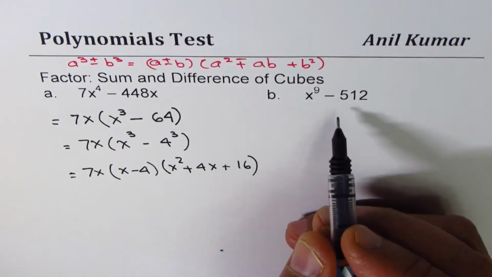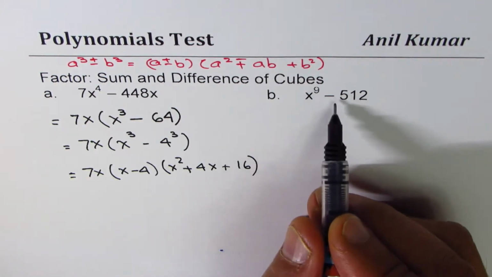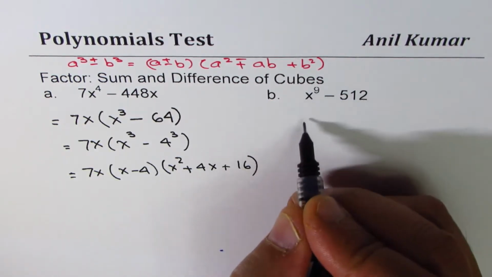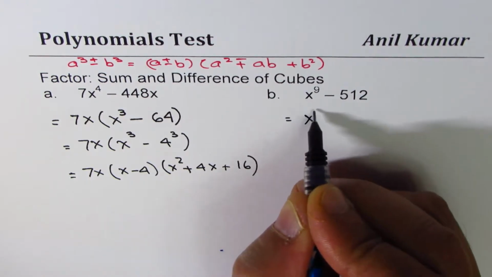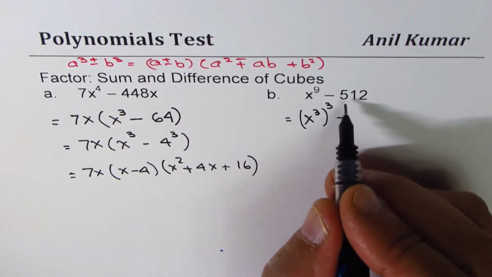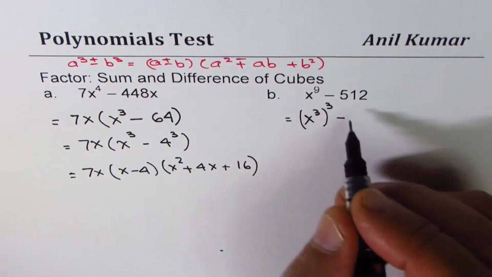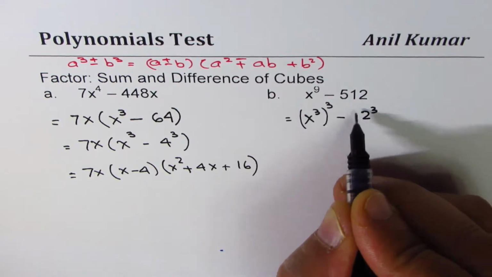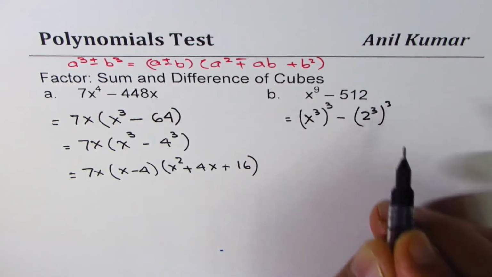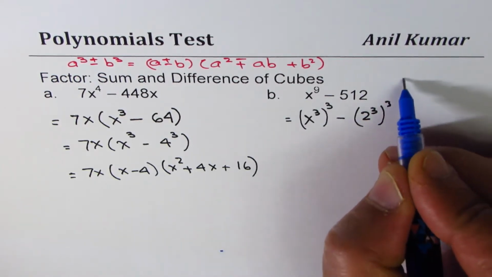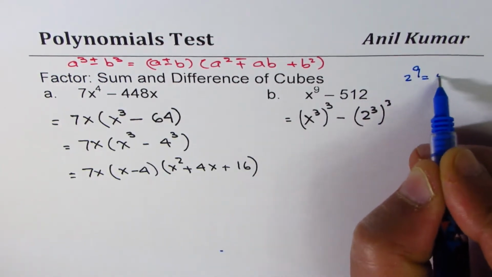Now let's do the next one, which is x to the power of 9 minus 512. Now let's write them as cubes. We could write this as x cubed whole cube, right? 512 could be written as 2 to the power of 9. So I could also write this as 2 cube whole cube, right? Since 2 to the power of 9 is 512.